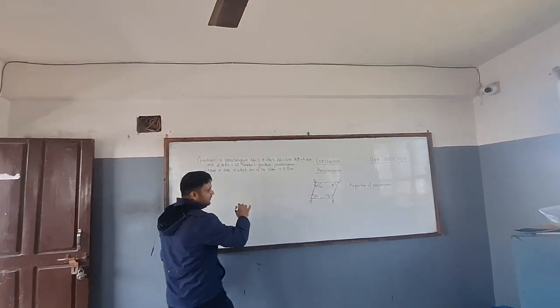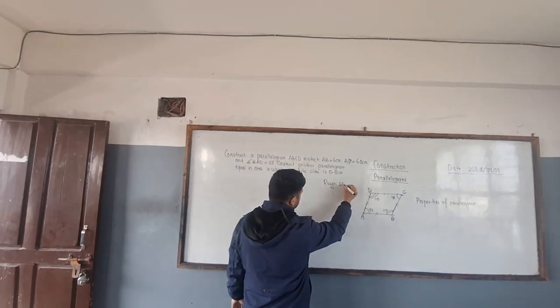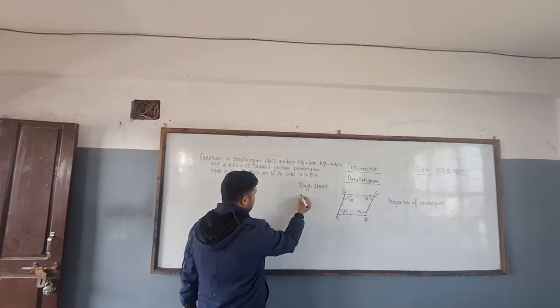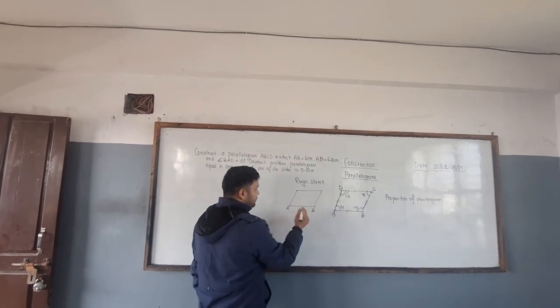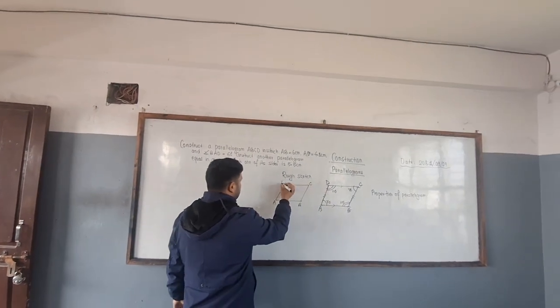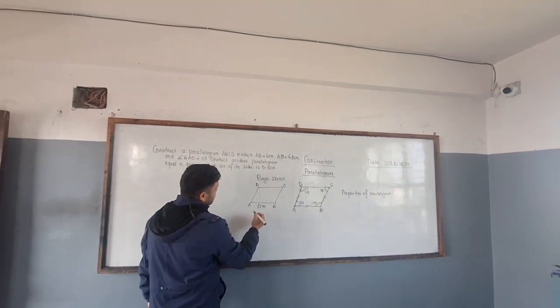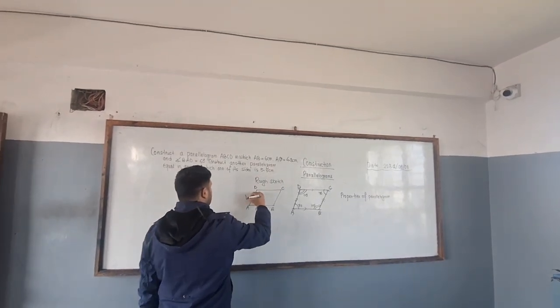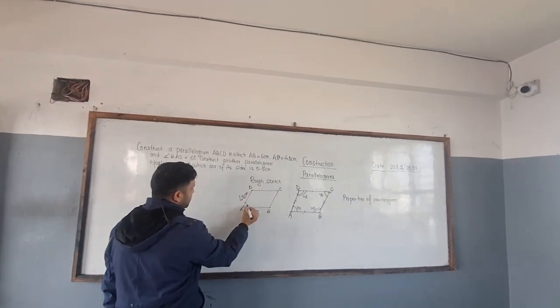Now we need to make a rough sketch first. So here I am going to teach you to draw a rough sketch. We are constructing parallelogram ABCD. Make a rough sketch. Your rough sketch should look like a fair one, but still make it nice and clear. AB. How long is AB? 6 centimeter. How long is AD? 4.8 centimeter. What is the size of angle BAD? 60 degree.